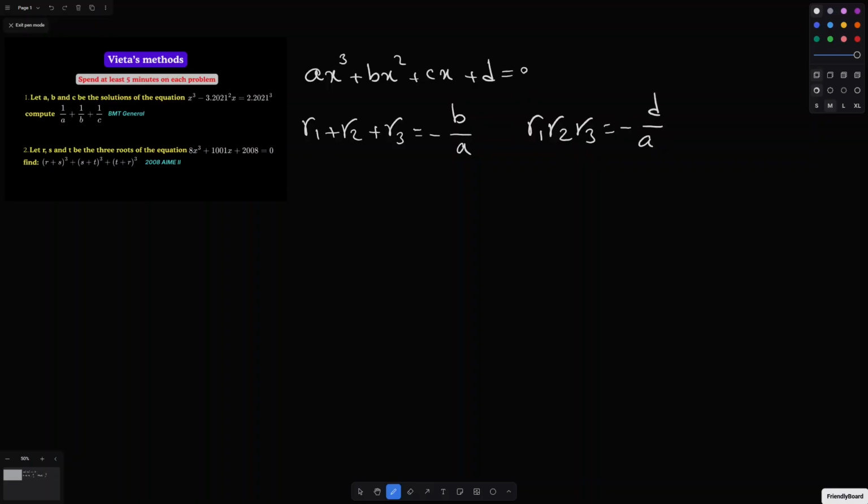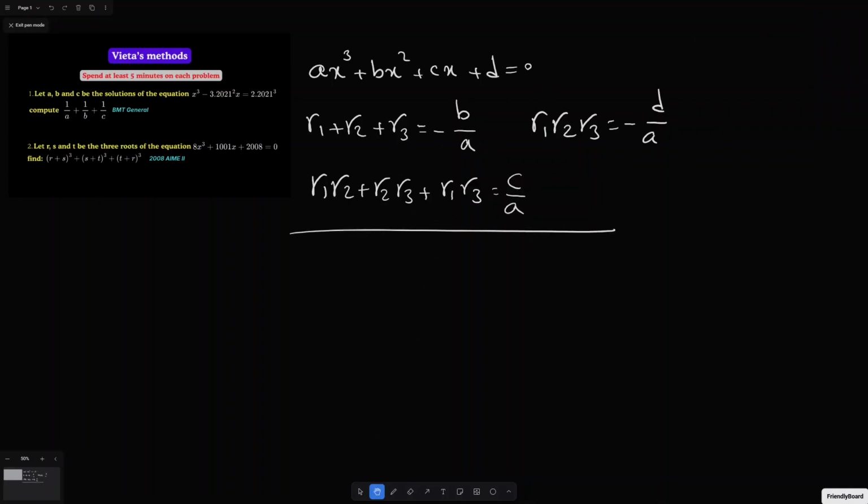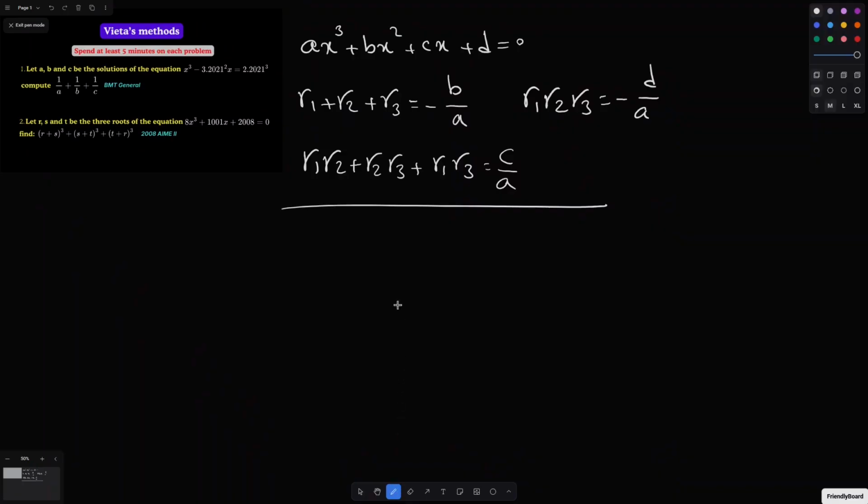And in the case of the sum of the products of the roots, r1 r2 plus r2 r3 plus r1 r3, it's going to be c over a. Okay, so these are Vieta's formulas for a cubic equation. Now let's see if we can solve the first problem.